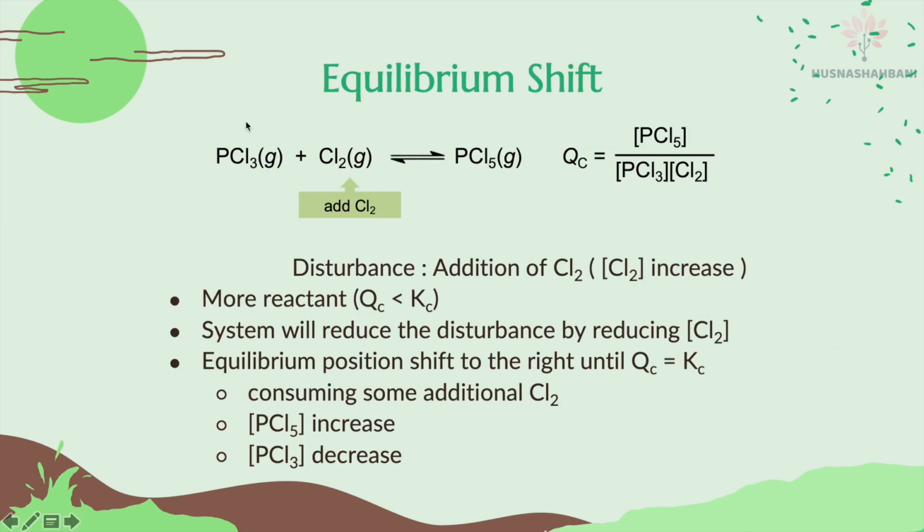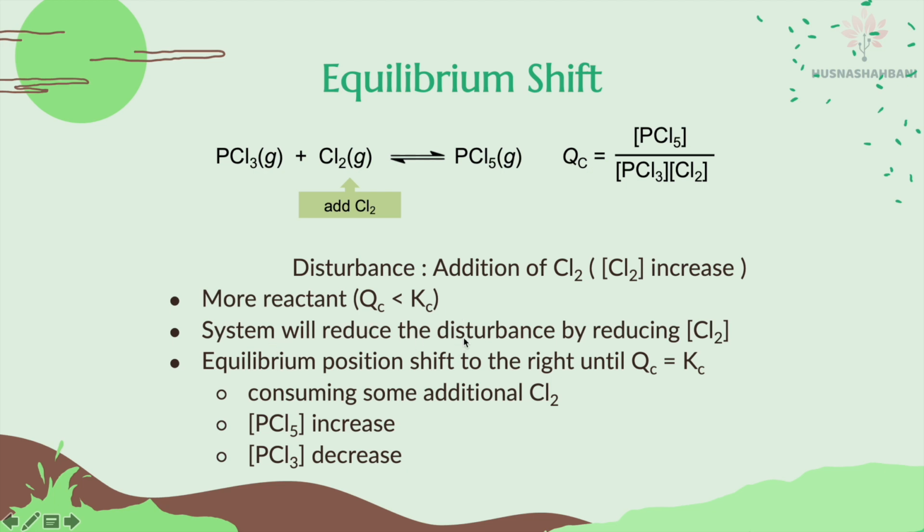Equilibrium shift. For example, PCl3 reacts with Cl2. The product is PCl5. This is a chemical reaction. When you add more Cl2, it means you add more reactant. The disturbance is the addition of Cl2, meaning the concentration of Cl2 increases. You have more reactant, so the value of Qc is less than the value of Kc.